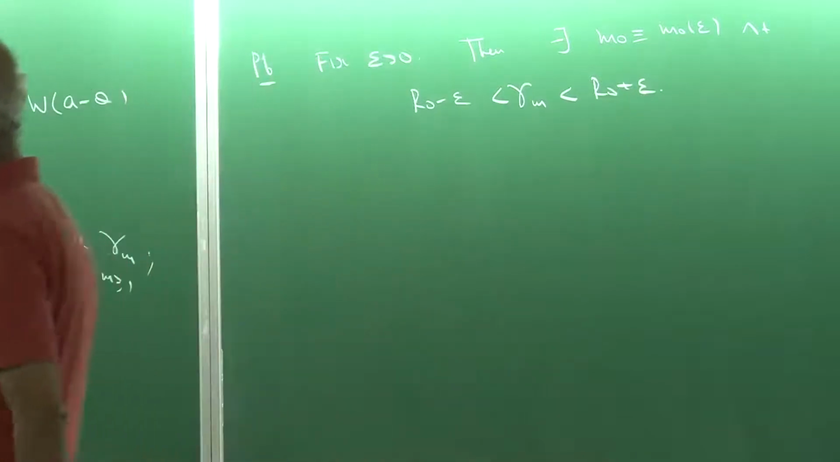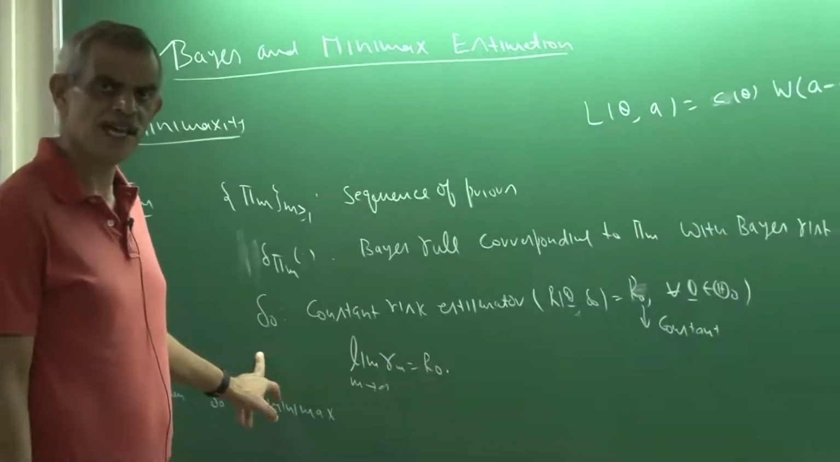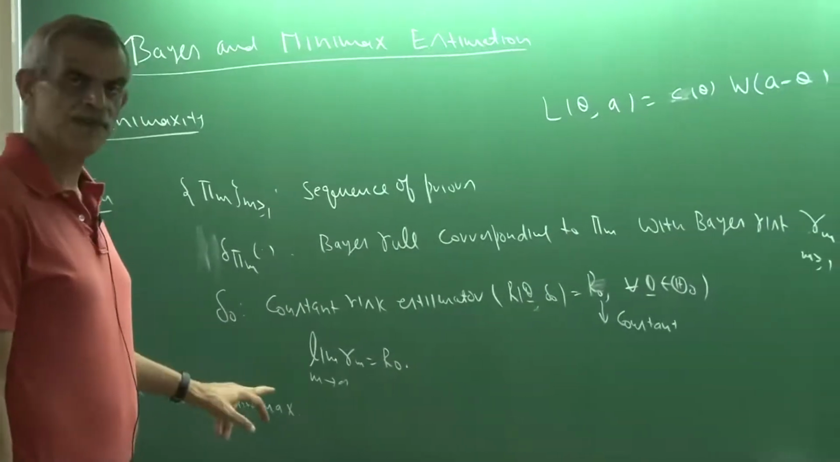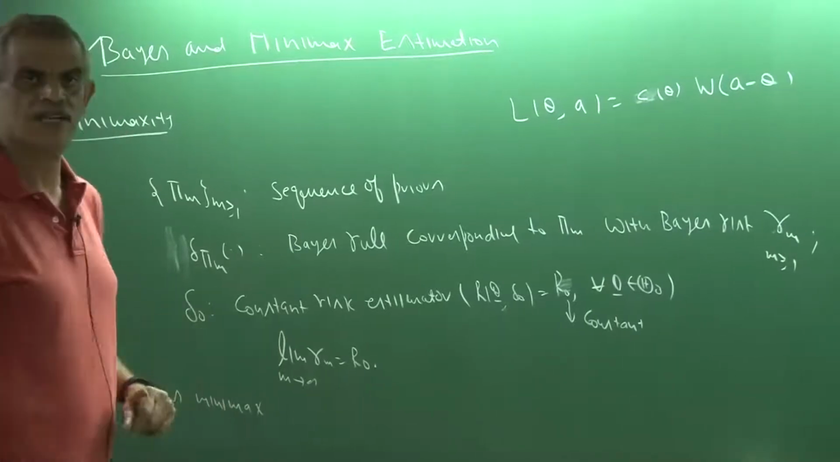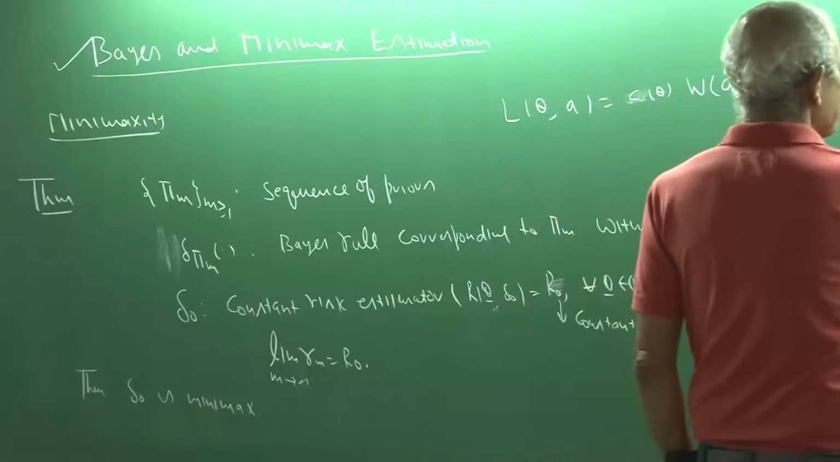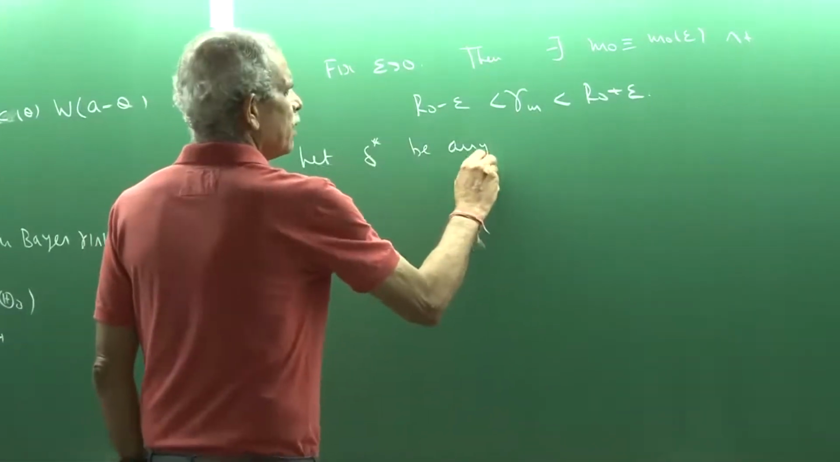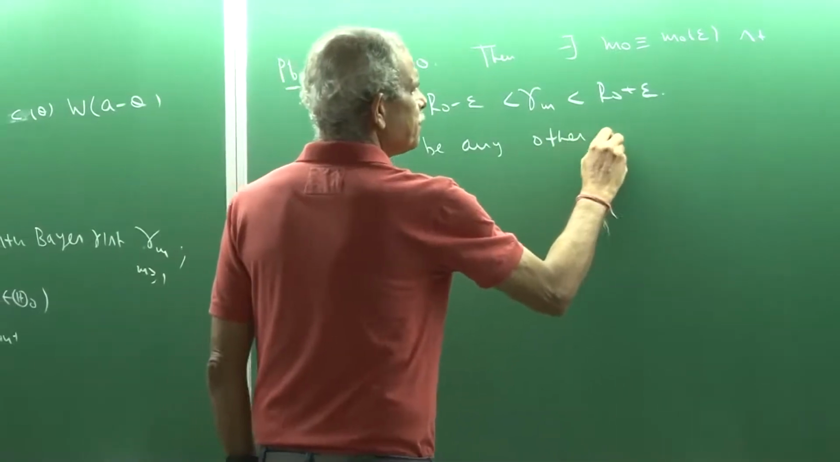Now what I have to show is delta naught is minimax. So I take any other estimator delta star and I show that the supremum risk of delta star is always bigger than or equal to the supremum risk of delta naught. So let delta star be any other estimator.